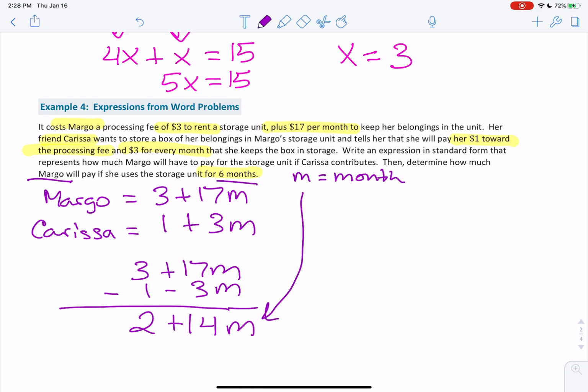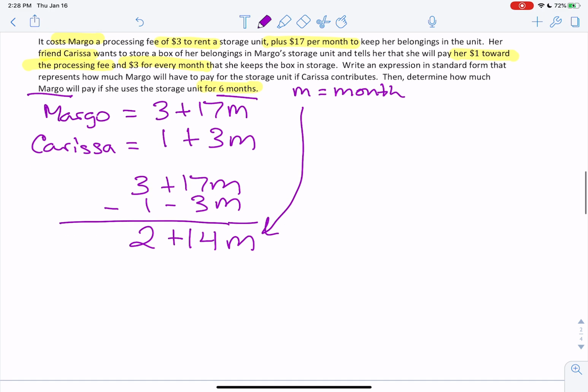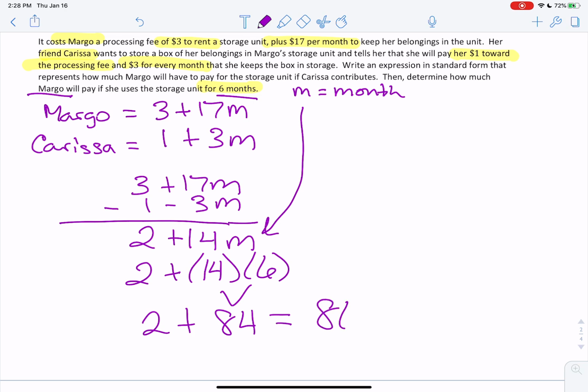Now M, if you'll recall, was the month. And they want to know how much she's going to pay for 6 months. So what we need to do is replace the M for month with the number 6. Now we know how many months. So 2 plus 14 times 6, that is 84. And 2 plus 84 equals 86. So she will pay $86 a month while Carissa is helping her pay the fees.